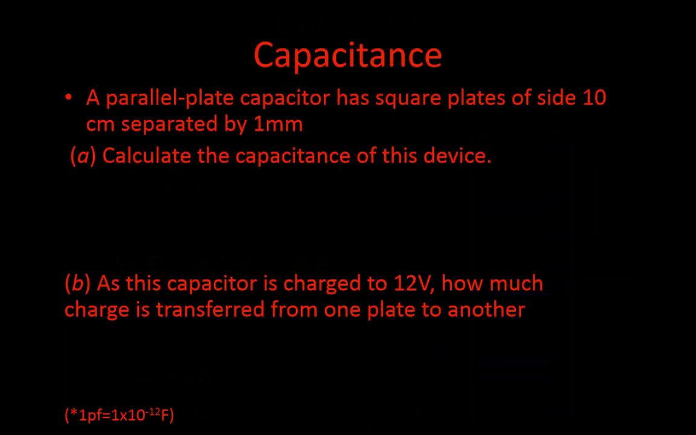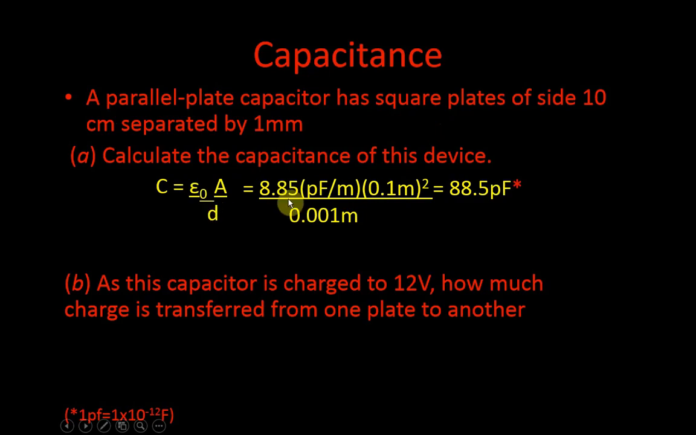So let's take a look at a quick problem. If we have a parallel plate capacitor with sides of 10 centimeters separated by 1 millimeter, we can calculate the capacitance of this particular device. Remember, these units are a bit mixed here. This is in centimeters, this is in millimeters, so convert those immediately. So invoking C equals epsilon 0 A over D, we can simply substitute in 8.85 picofarads per meter times 0.1 meter squared divided by our separation of 0.001 meters gives us 88.5 picofarads. Very small capacitance, as I pointed out before.